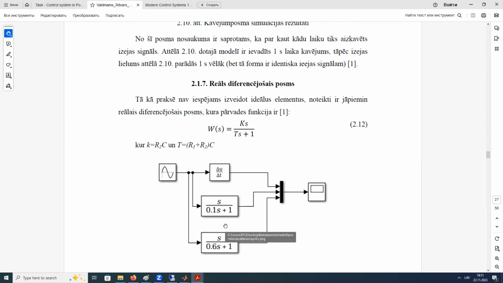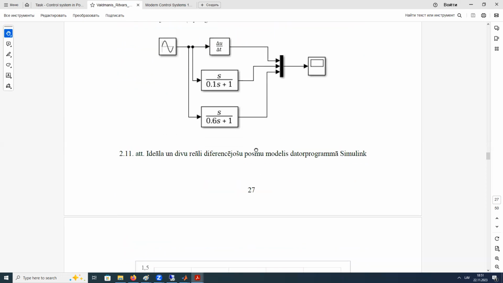And the next one is a real differentiator.